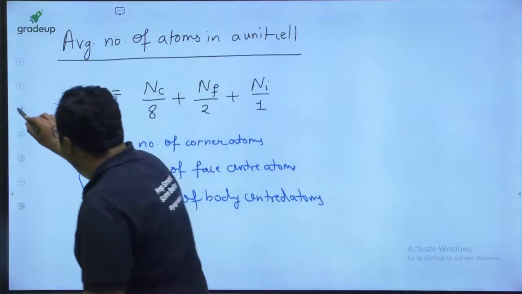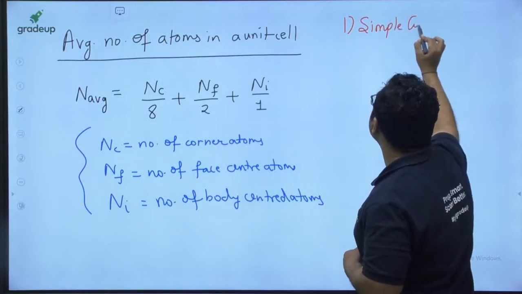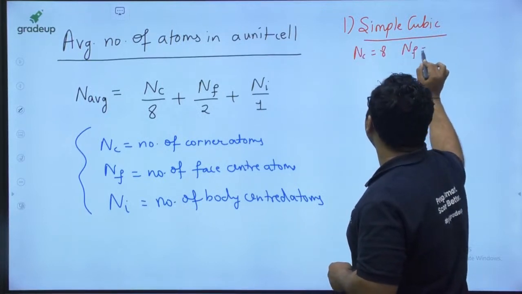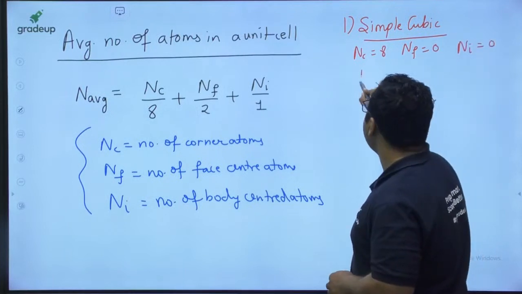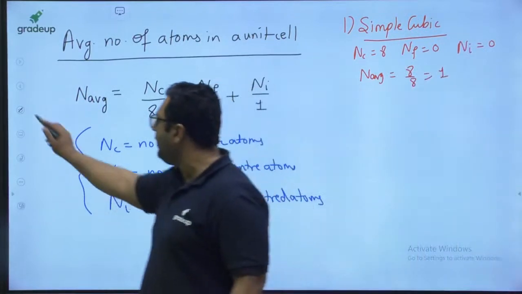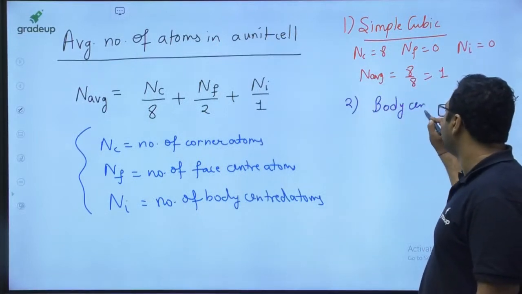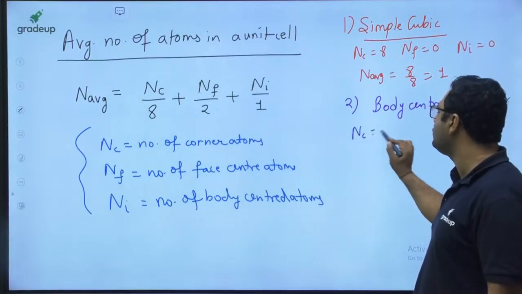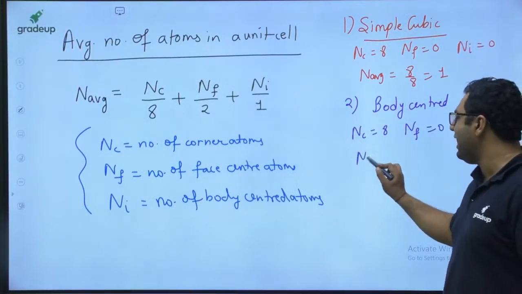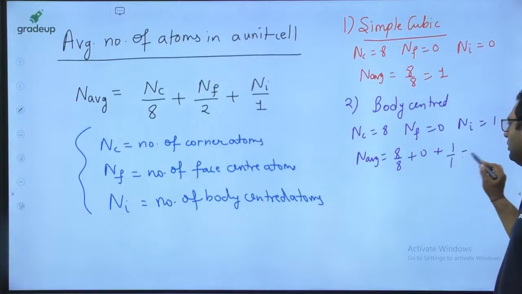And one by one I am finding it out in front of you. Let us say we have the simple cubic unit cell. In a simple cubic unit cell, corner atoms are 8, face center atoms are 0, body center is 0. So the average number of atoms equals 8 by 8, which is 1. Then if you repeat this for body centered cubic, the corner atoms are 8, face center 0, body center 1. The average number of atoms is 8 by 8 plus 0 plus 1 by 1, which comes out to be 2.